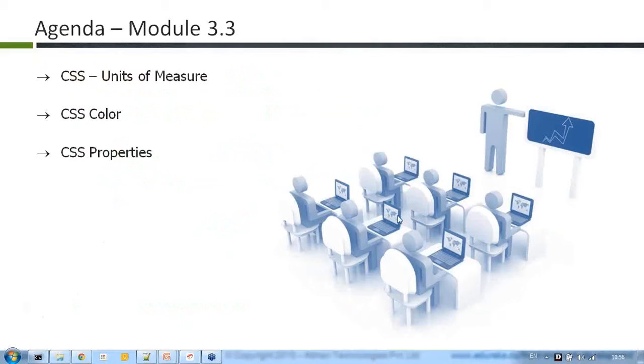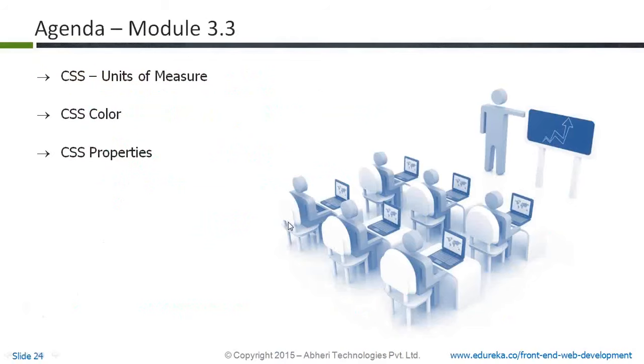Since you already got the concepts of CSS styling, I think we can move faster. This is a little bit of theory, but as far as possible, I'll demonstrate it. In this module, we'll talk about the different units of measure. If you recall from your +2 or college, there are units of measure for mass, length, and time. Similarly, in CSS we have units of measure for different measurements. We'll also discuss how we specify color in CSS, and the other CSS properties.